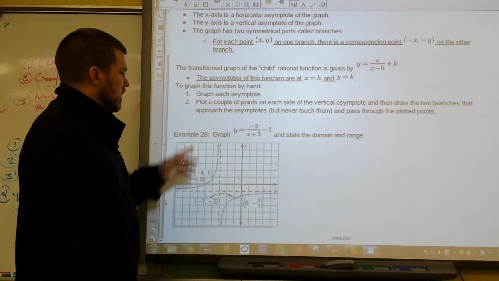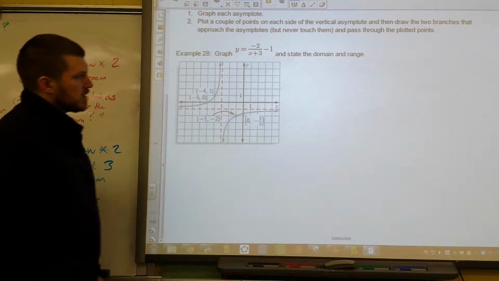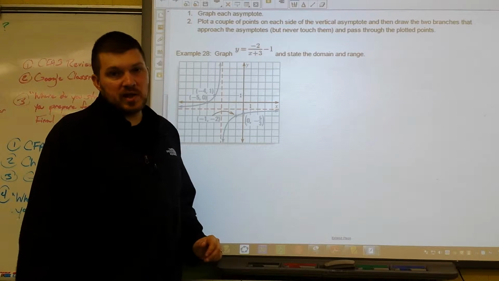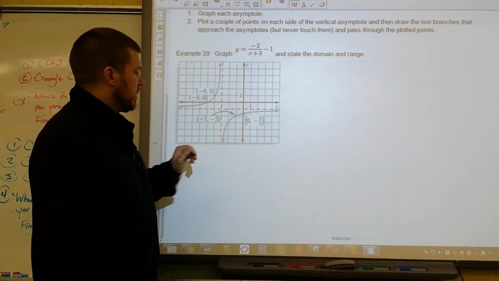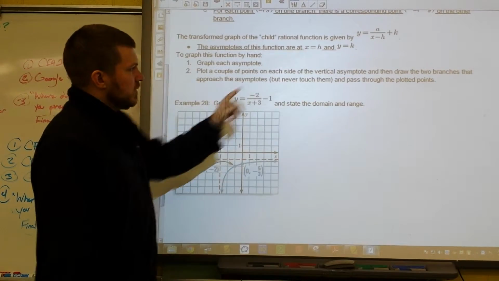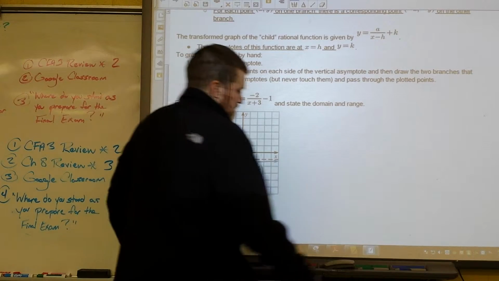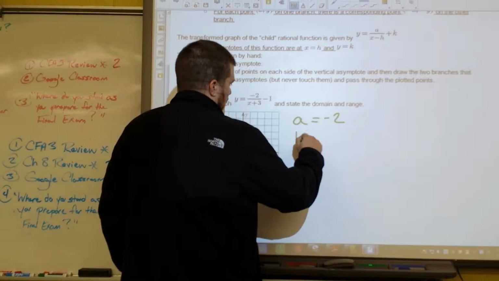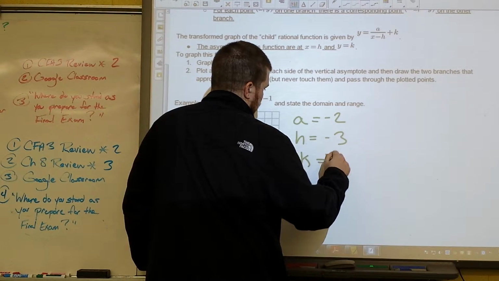So in example 28, I have a child function. It's y equals negative 2 over the quantity x plus 3 minus 1. And what I want to do, since I already have a graph, is state the domain and range. Before we do that, though, I want to talk about what pieces we have using the rule you have in your notes right here. Okay, so I have a equals negative 2, h equals negative 3, and k equals negative 1.